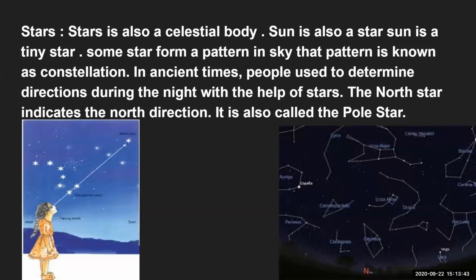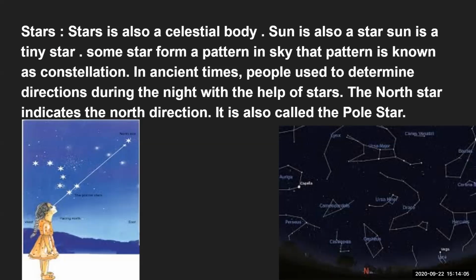And some stars form patterns in the sky. Like if we start drawing a pattern by joining the stars, dot to dot, it will form some patterns. Those patterns are known as constellations. The patterns which are formed by stars are known as constellations.